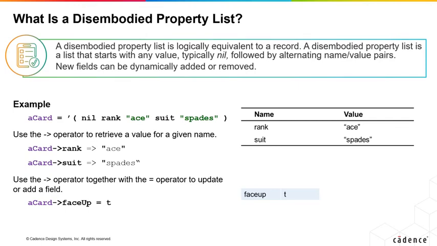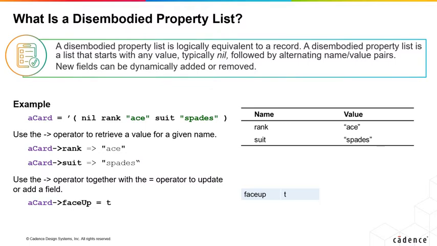First of all, we'll take a look at disembodied property lists. The name sounds kind of strange, but what it essentially means is normally we see a property list associated with an object. We query an object and we get a list of properties. Disembodied means it's not connected to an object. It's just a data structure we're going to use within our program to organize our data.